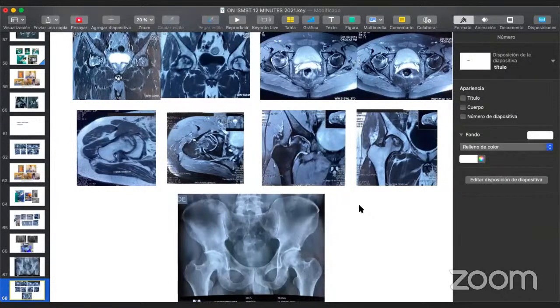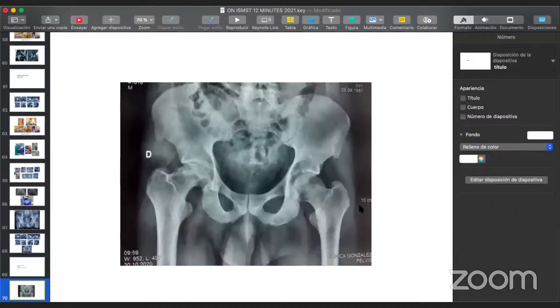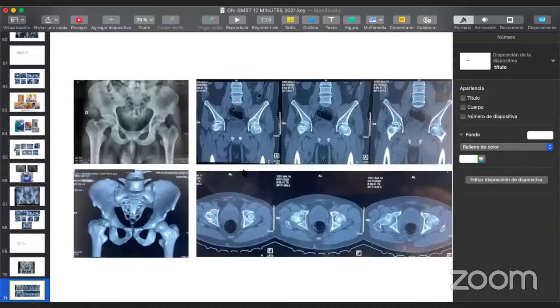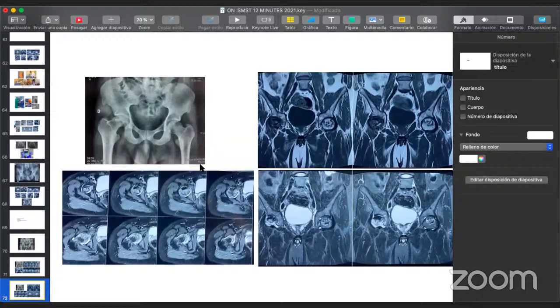You can see the patient is 2 years, and the final patient is a male, 33. Both hips: you can see the right hip is a stage 4, needs a total hip replacement, but the left hip has a stage 3. First, we treat the left hip, because after that we perform a total hip replacement in the right hip.